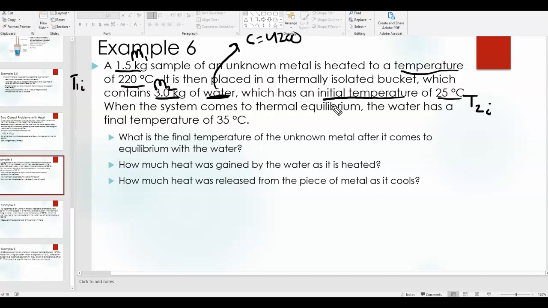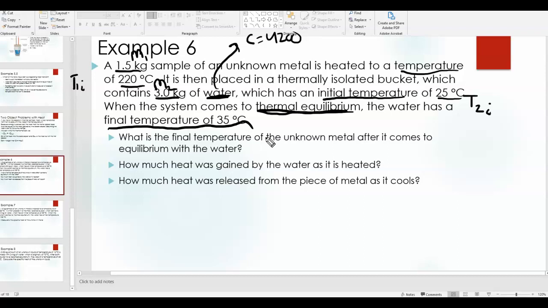When the system comes to thermal equilibrium, and this is really important, remember at thermal equilibrium, both objects have the same temperature. It says the water has a final temperature of 35 degrees Celsius. But you need to know that if it's thermal equilibrium, they have to have the same final temperature.